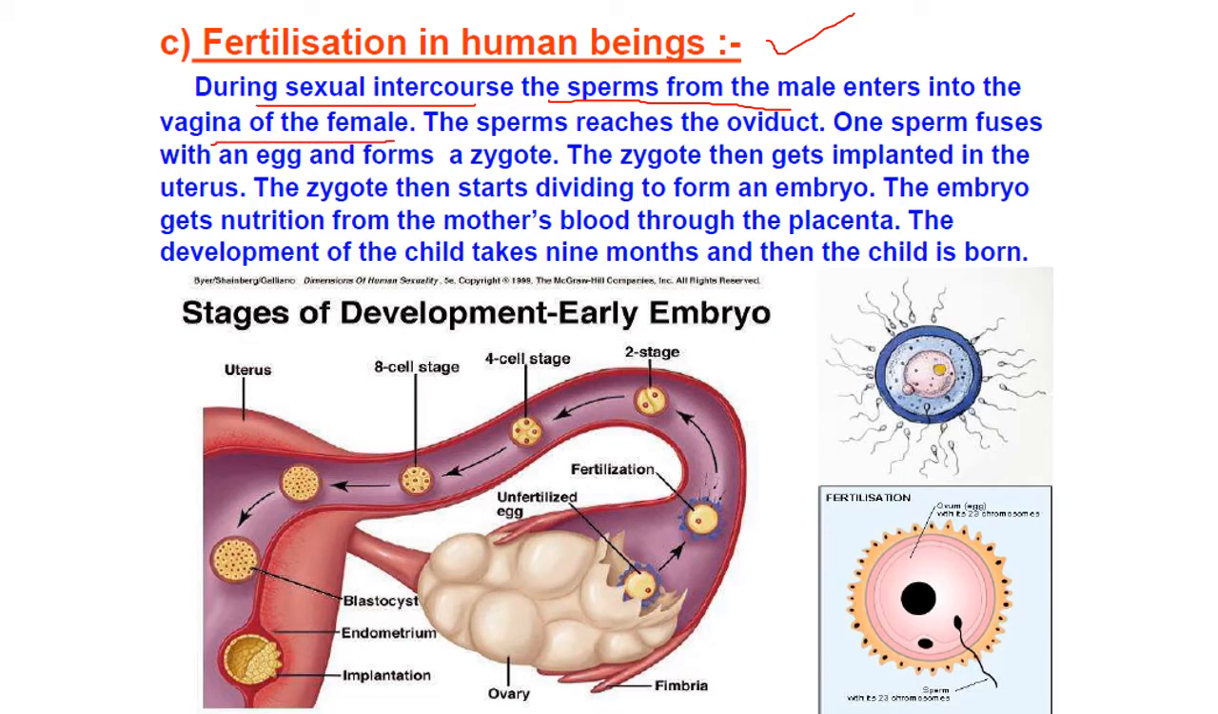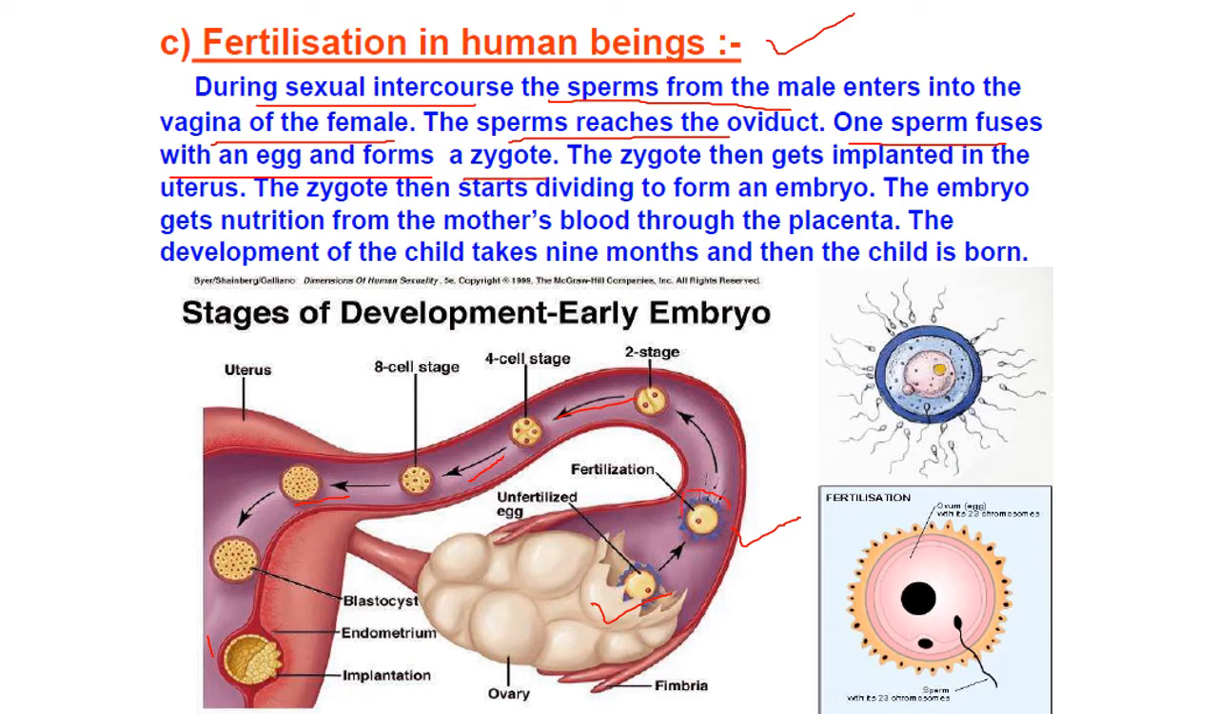The male sperms enter into the vagina of the female, and then the sperm reaches the oviduct. This is the oviduct, and one sperm fuses with an egg. Can you see? The egg is released from this part and moves here, and the sperm moves from the vagina to the uterus, then to the oviduct, and fuses with the egg. Once it is fused, there is the formation of the zygote.